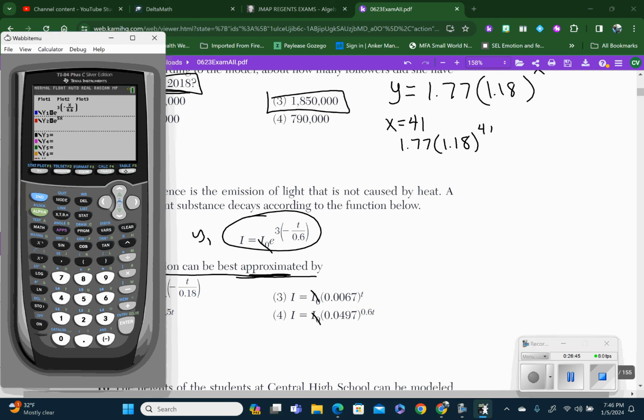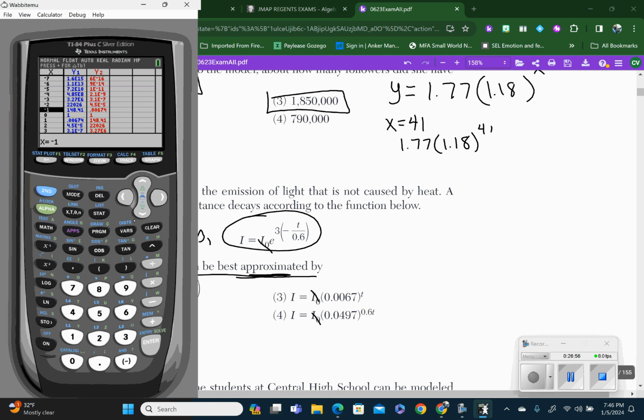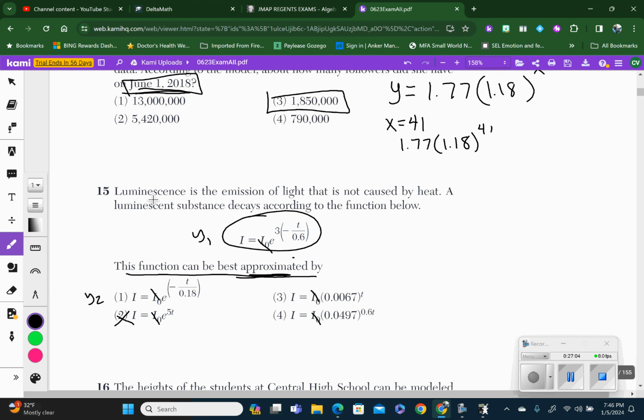And so now I'm going to go to my table and I'm looking for numbers that are pretty close together. So if you look across from 1, do you see what I see? It says 0.00 something, and then on the Y2 it says 148. So they're not close to each other. So I know it's not going to be that one. And you keep doing that.